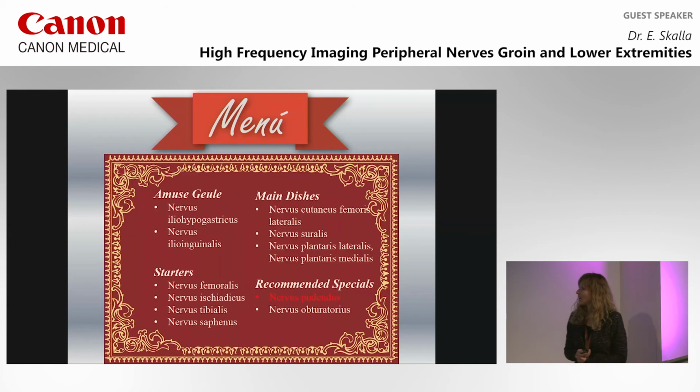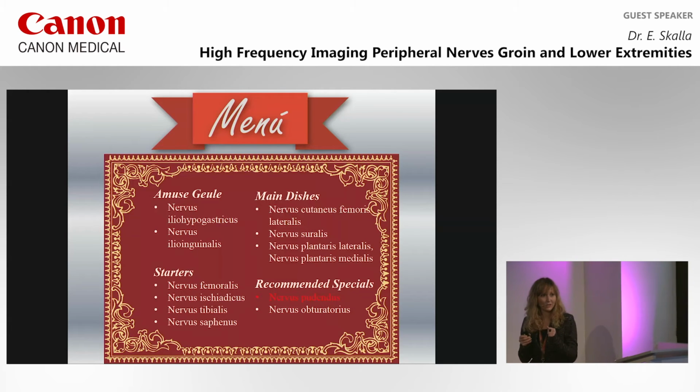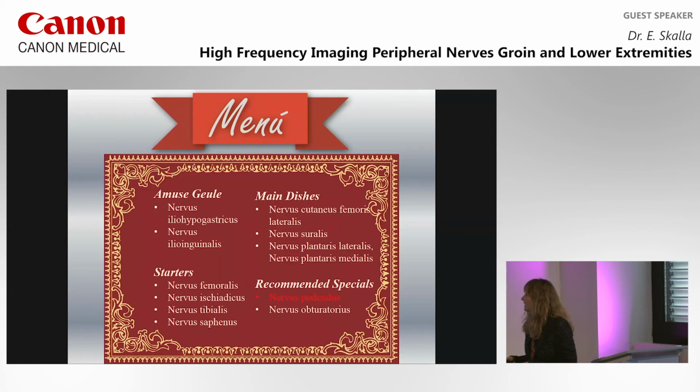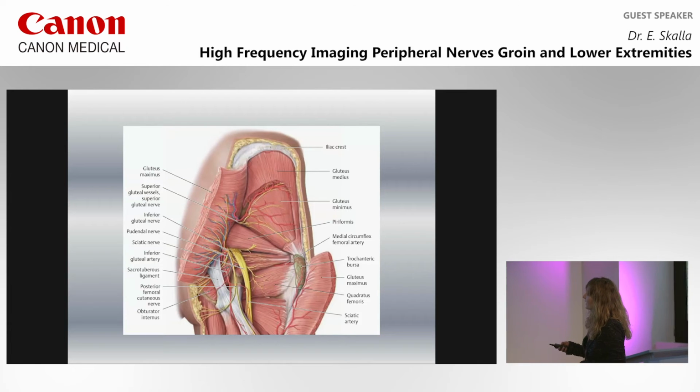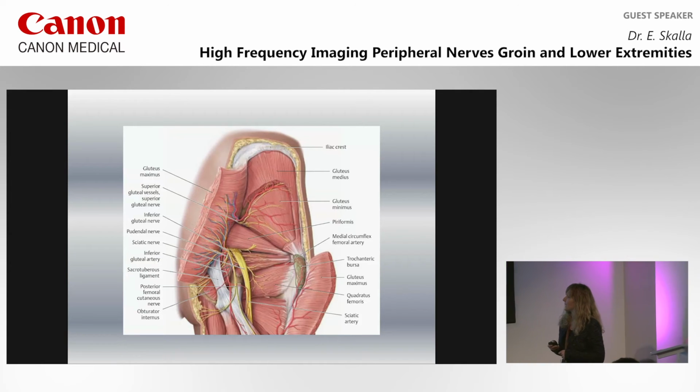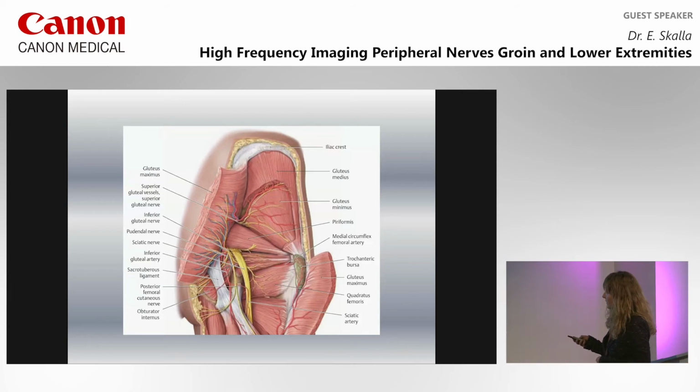Recommended specials. The pudendal nerve, a nerve I always got scared when I heard I have to assess the pudendal nerve. But now I think it's really easy if you remember just one structure. Anatomy once again. So we have had the sciatic nerve yet, and now the gluteus maximus, and we see a structure here under which the pudendal nerve runs, the sacrotuberous ligament. And the most important structure you have to remember is the obturator internus muscle.